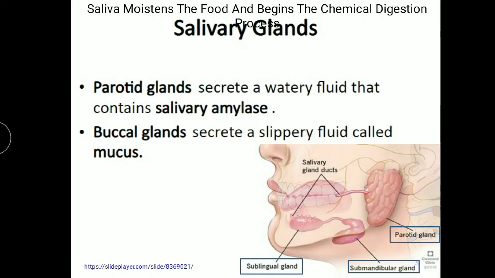It moistens and lubricates the food during mastication and swallowing. It dissolves certain molecules so that food can be tasted. It begins the chemical digestion of starch through the action of salivary amylase, which breaks down these polysaccharides into disaccharides. Lingual lipases digest some of the ingested triglycerides to monoglycerides and fatty acids.